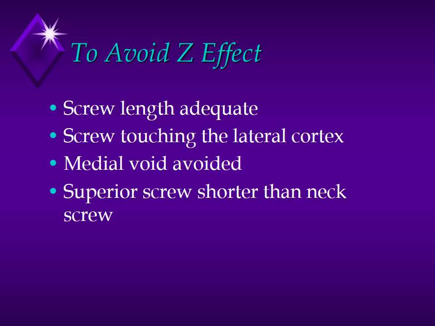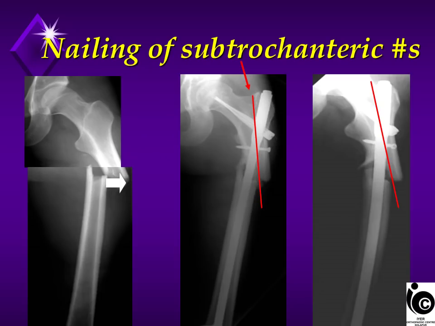Friends, to avoid Z effect, screw length should be adequate. The head of the screw should be touching the lateral cortex. We should try to avoid a medial gap, and the superior screw should be shorter than the neck screw. That is, there should be a minimum difference of 15 millimeter in a 135-degree nail and a minimum difference of 10 millimeter with a 130 nail.